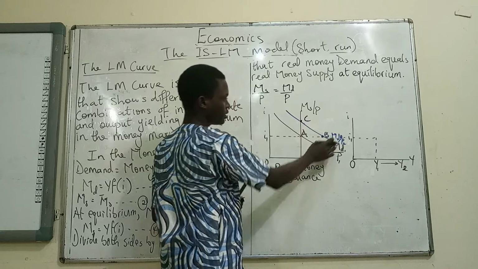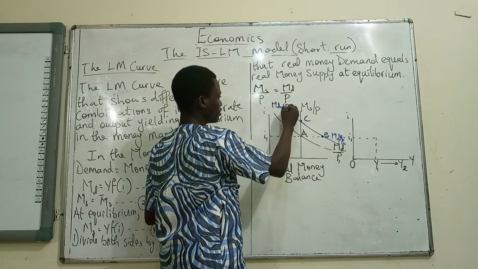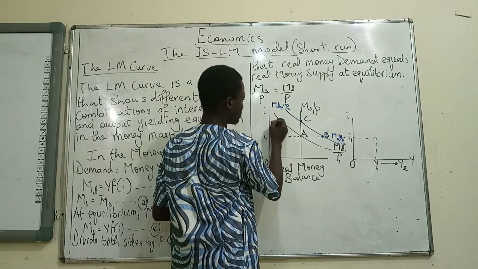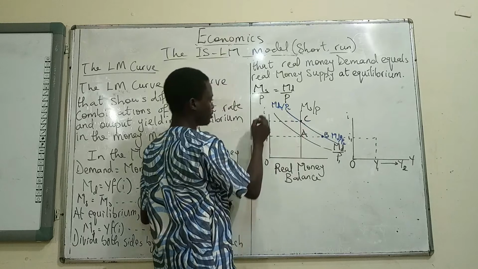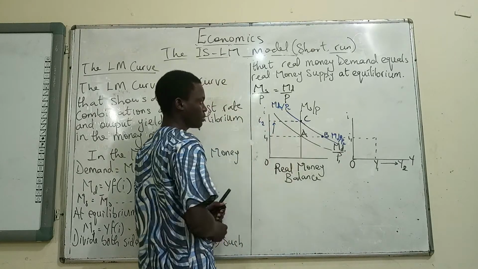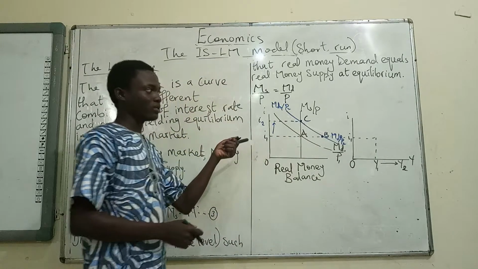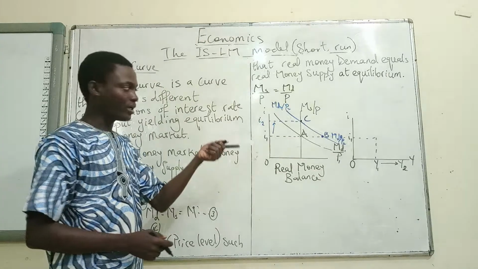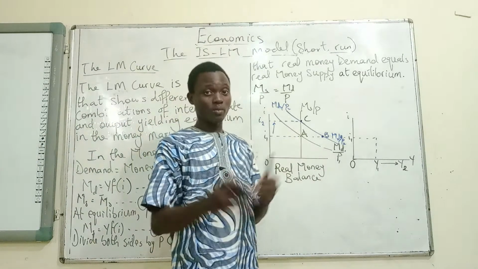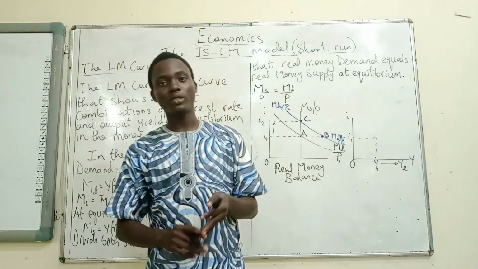So this is where we have MD to P2. This is where the new curve is intersecting the old money supply. When we trace that here, we have I2. Because there's an increase in real money demand and real money supply didn't change, there is an increase in interest rate. Now, how does that happen? I said an increase in Y increases the transactional demand for money and the precautionary demand for money.